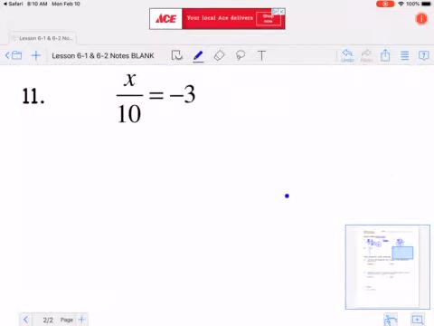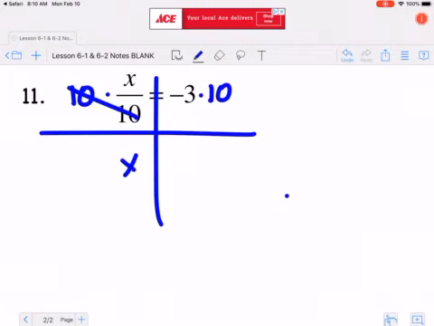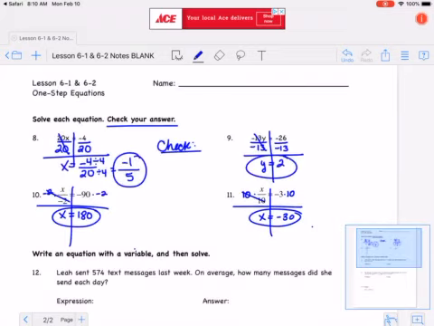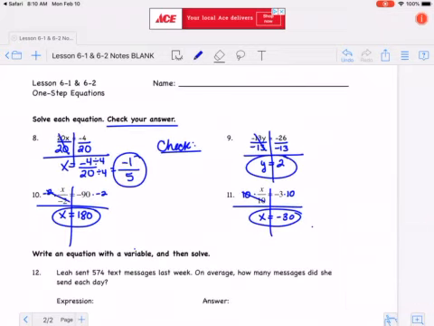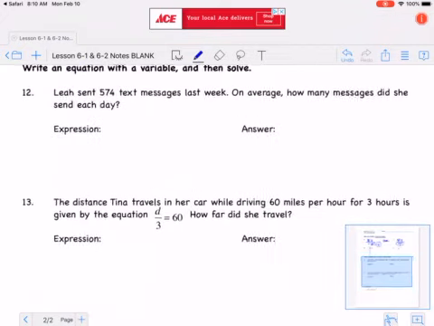Then our last problem, line down the equal sign. We're going to multiply by 10. We're going to get x is equal to negative 30. Again, for all of those, you need to make sure you are checking, and I will be making sure that you've checked before you get your homework. Okay, then we have our word problems.